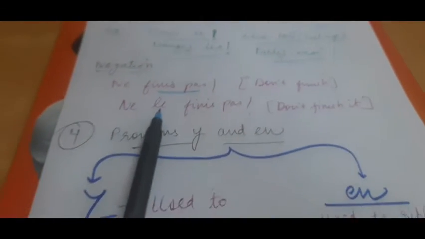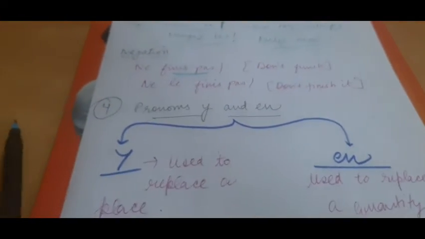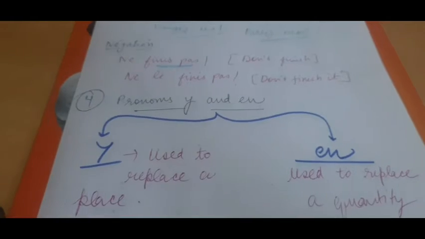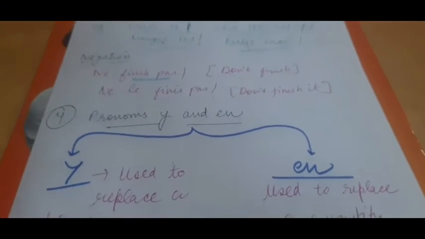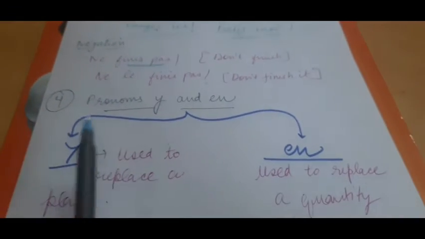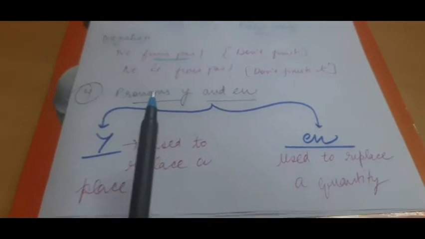The last topic is pronoms y and en. And one more thing, the accord of COD and COI with different tenses will be provided to you in the description box. Please have a look at that. I'm not teaching it because it's very, very easy, and while practicing, you'll automatically understand.